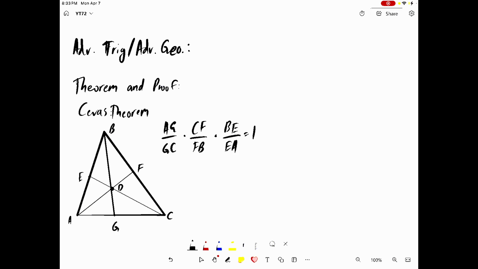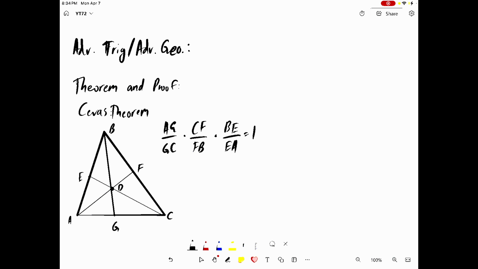Today's lesson is about Ceva's theorem and mainly how to prove it. Now, the good thing about Ceva's theorem is it doesn't require much advanced trigonometry. In fact, it barely requires any trigonometry at all. Just an understanding of geometry and Cevians. If you don't understand what Cevians are, you can go to one of my Introduction to Advanced Geometry / Trigonometry videos, and that'll teach you all you need to know about Cevians.